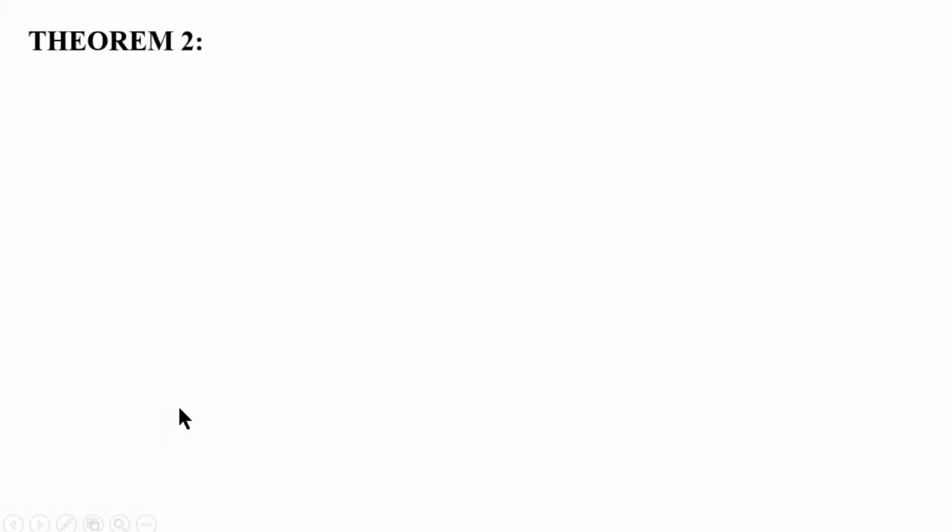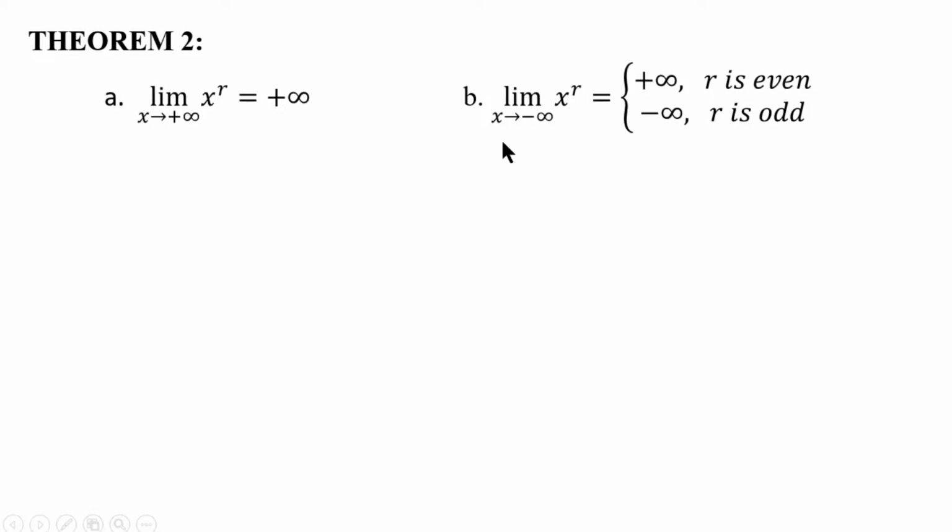Then we have theorem number 2, limits at infinity of polynomials. Letter A, the limit of x raised to r as x approaches positive infinity is equal to positive infinity. B, the limit of x raised to r as x approaches negative infinity is equal to positive infinity when r is even, and it is negative infinity when r is odd.